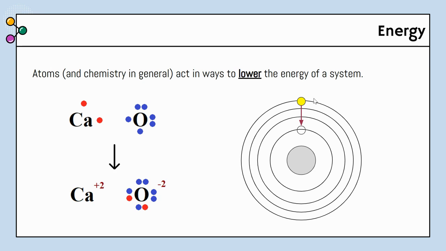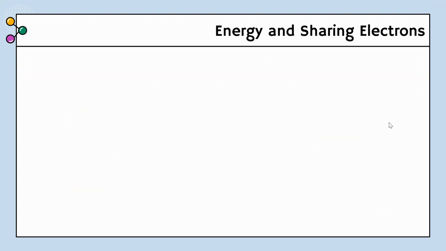We actually saw this in an earlier unit as well, where when electrons dropped down energy levels and let off light, they were lowering their energy. They were going from an unstable high energy position to a more stable lower energy position and letting off light. So what does this have to do with covalent bonding?